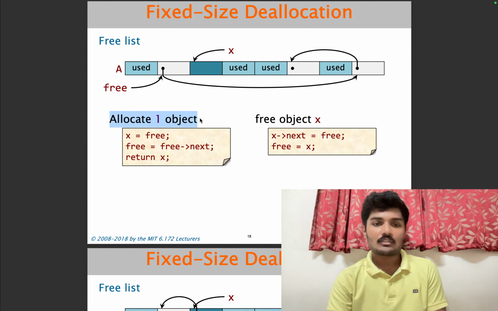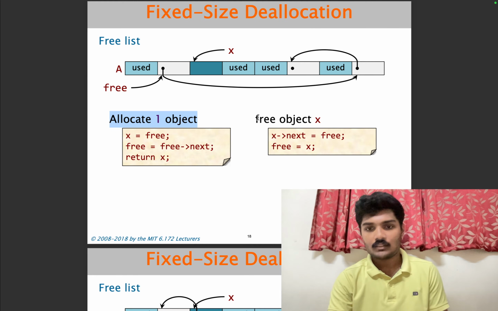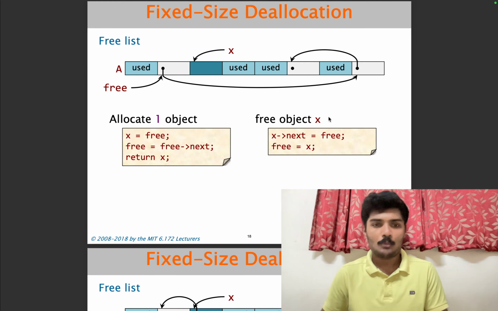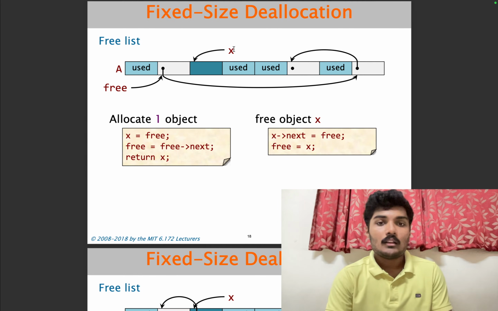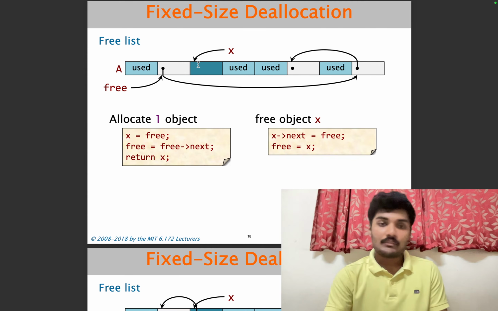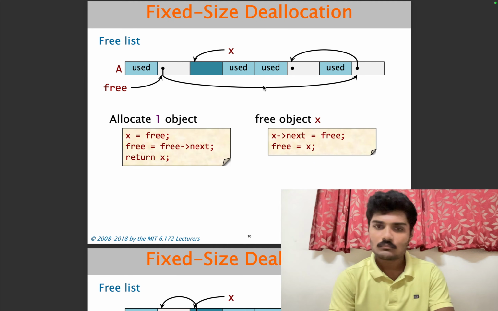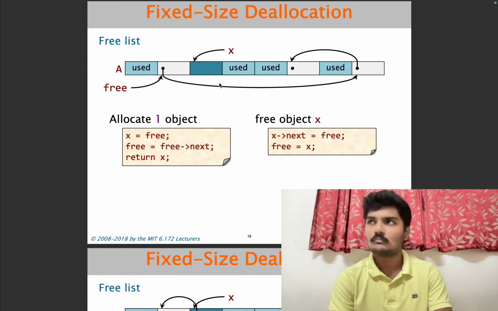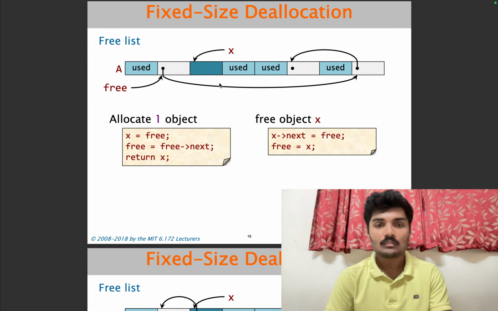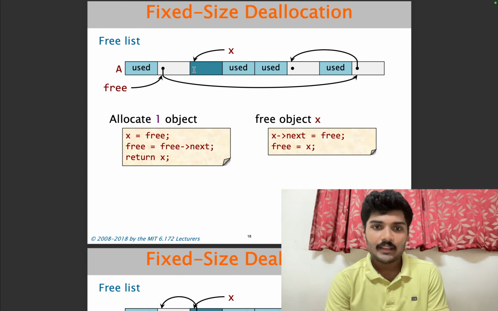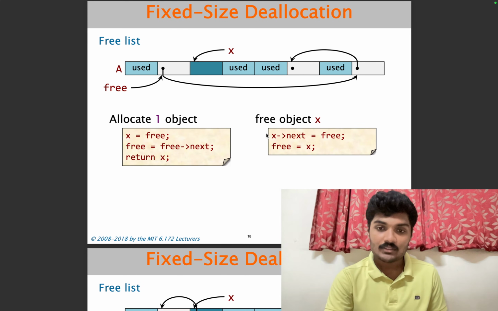This was for allocation of one object. Let's see what happens for freeing of the object. Let's say this is the object x that we have to free. Let's say x is pointing to that data object, that data segment block. x next is equal to free.